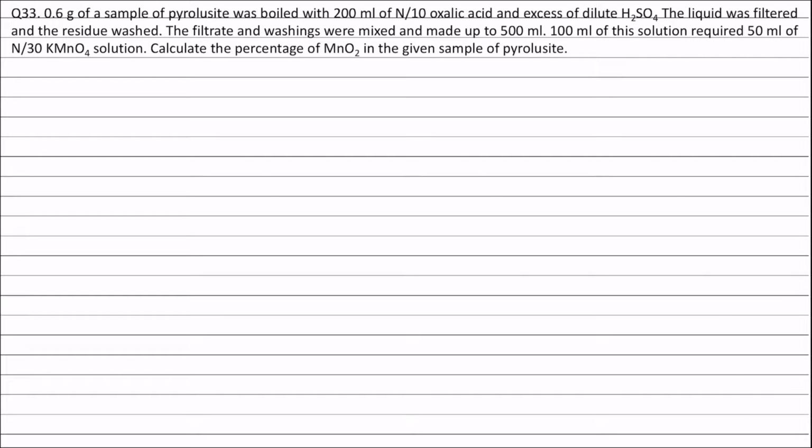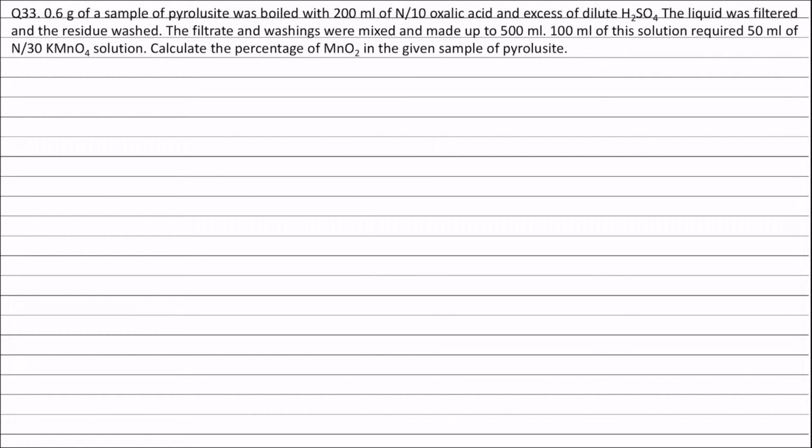The filtrate and washings were mixed and made up to 500 milliliter. 100 milliliter of this solution required 50 milliliter of N/30 KMnO4 solution. Calculate the percentage of MnO2 in the given sample of pyrolusite.